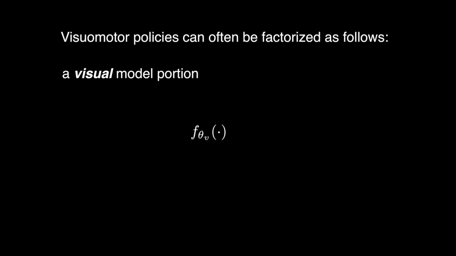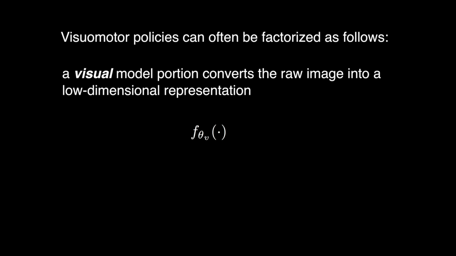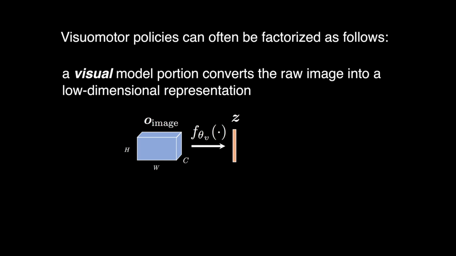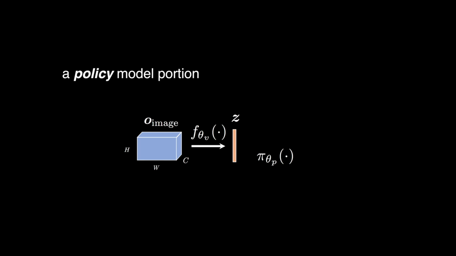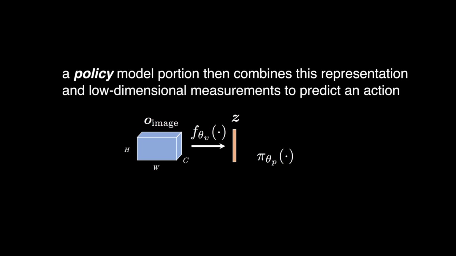In this work, we use correspondence learning to improve the abilities of robots to learn visuomotor policies. Often visuomotor policy architectures can be factored to have a visual model portion, which converts raw images into a low-dimensional representation. A policy model portion then combines this representation with low-dimensional measurements such as from the robot's encoders to predict an action.